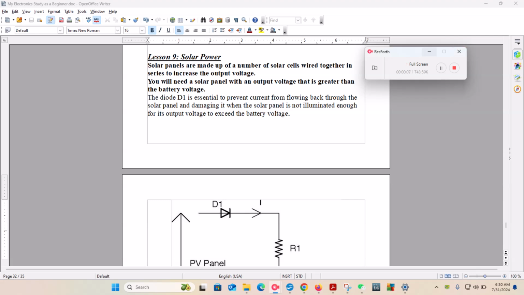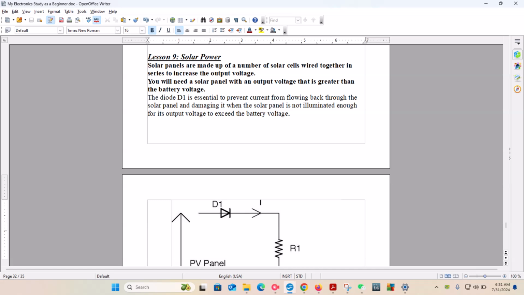What we're going to be going over is lesson 9 of what I've learned about basic electronics. If you haven't seen the first 8, I do recommend that you watch those, as this is a cumulative and foundationally building course. So, with that said, let's get started. As I said before, we're talking about solar power.